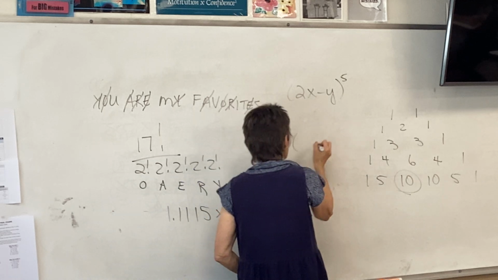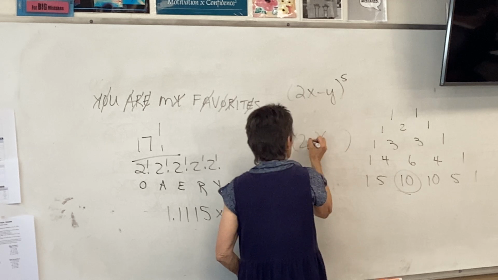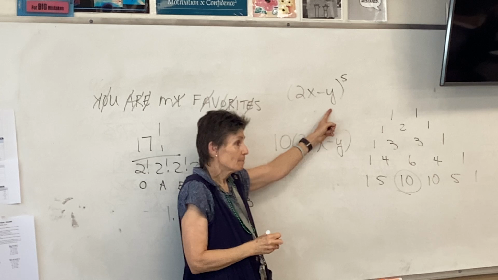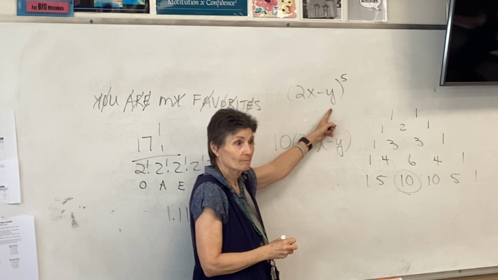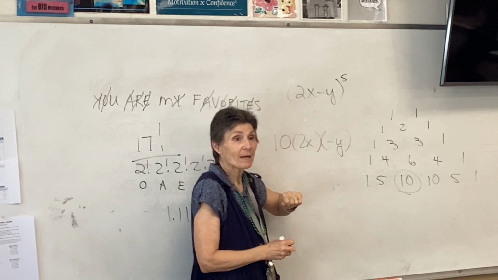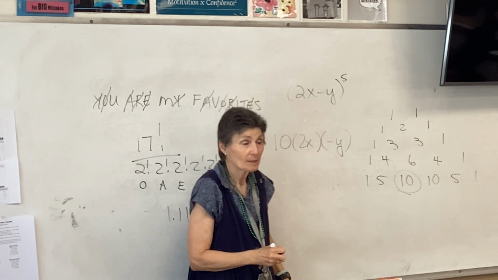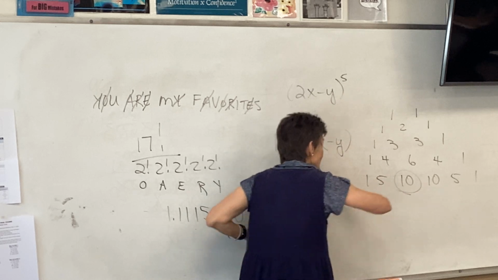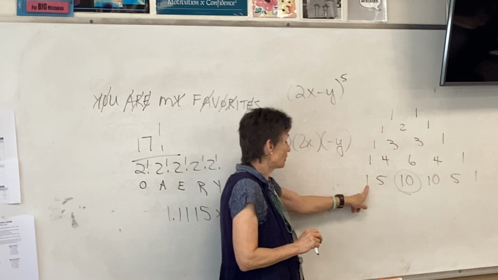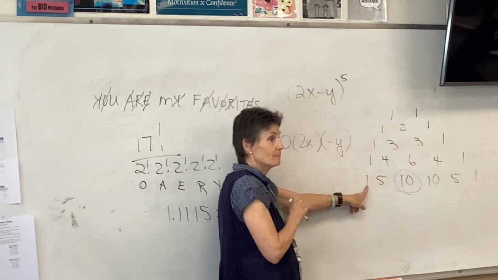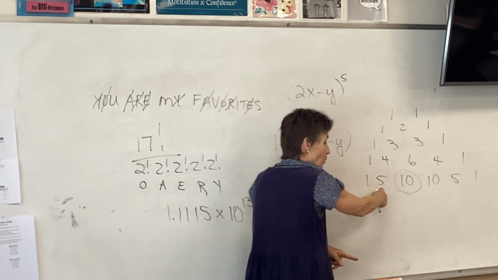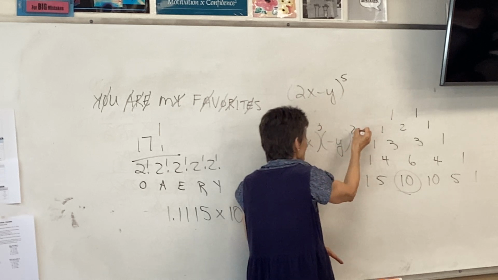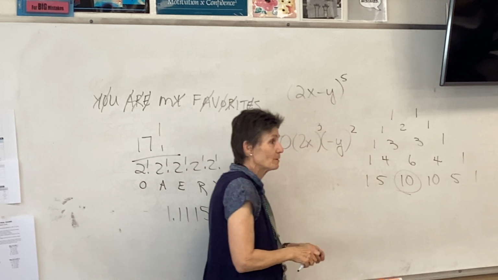Next to the 10, I'm gonna put a 2x and a negative y, because those are the 2 pieces of the binomial. Now I have to put on my exponents. If I wrote out the entire thing, the power on x would be 5, then 4, and here it's 3. And if that's 3, that's 2, because they gotta add up to 5.